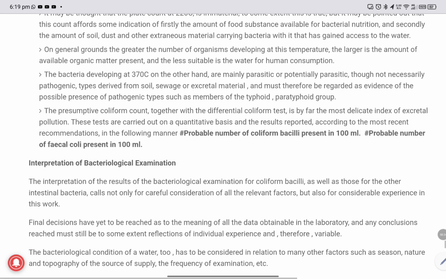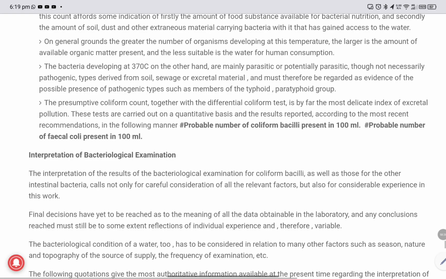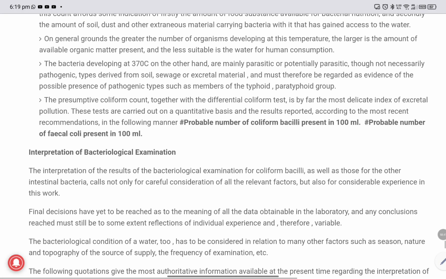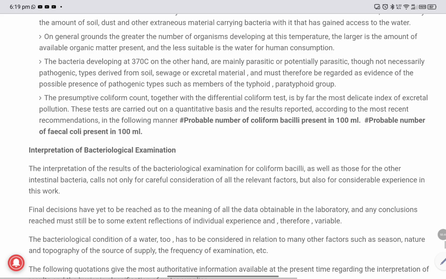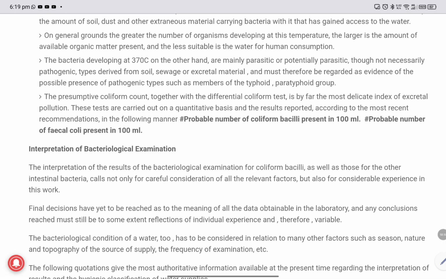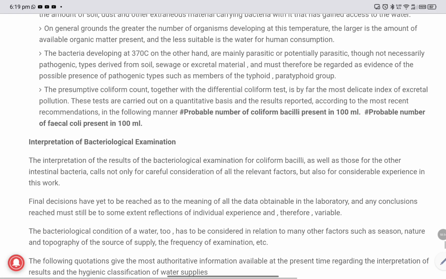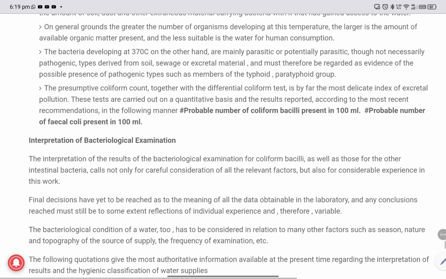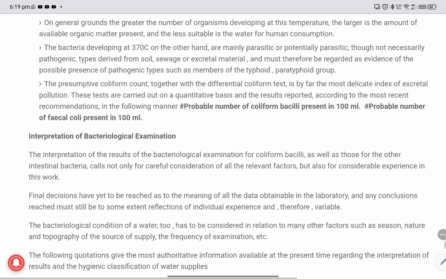The bacteria developing at 37°C, on the other hand, are mainly parasitic or potentially parasitic, though not necessarily pathogenic, types derived from soil, sewage, or excretal material, and must therefore be regarded as evidence of the possible presence of pathogenic types such as members of the typhoid-paratyphoid group.